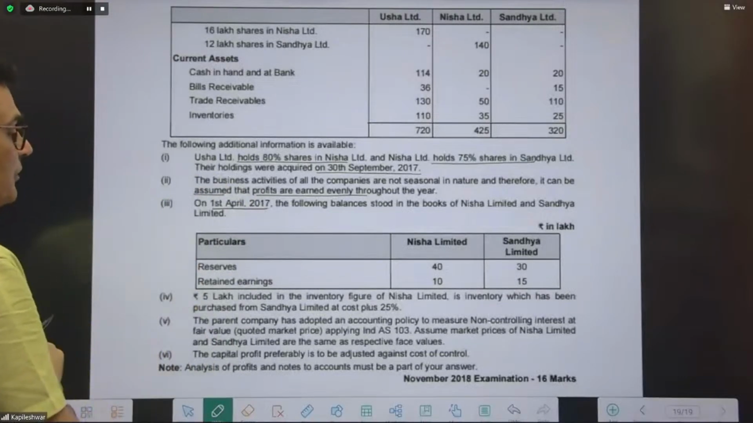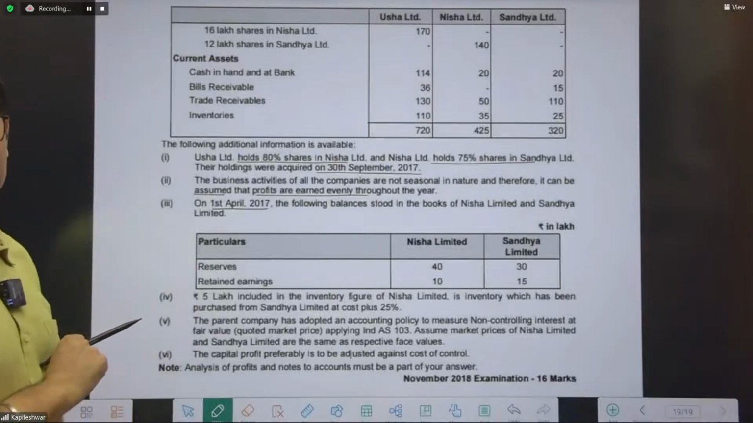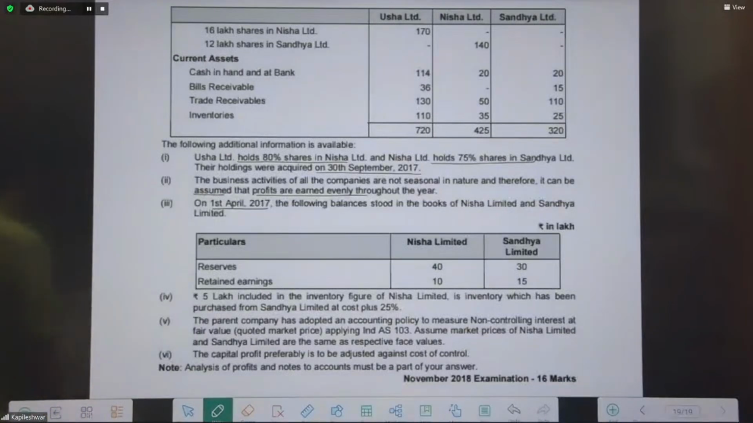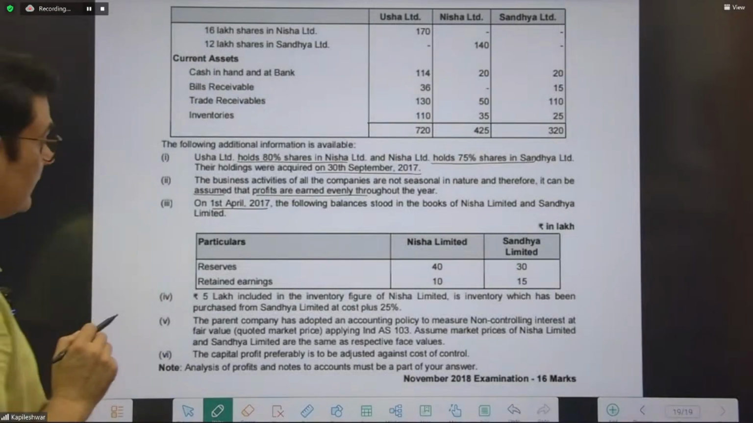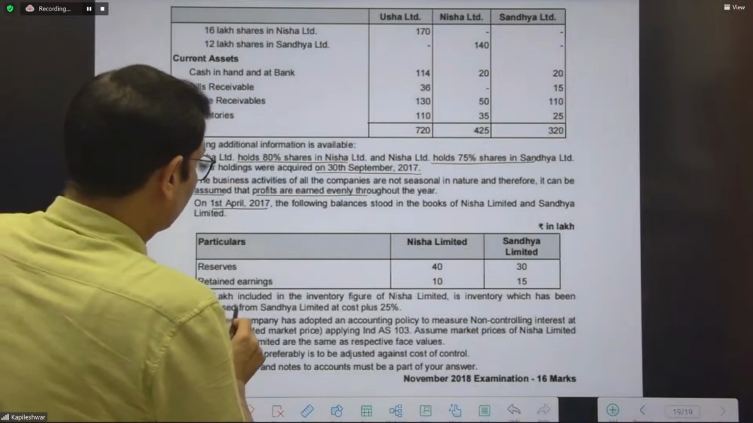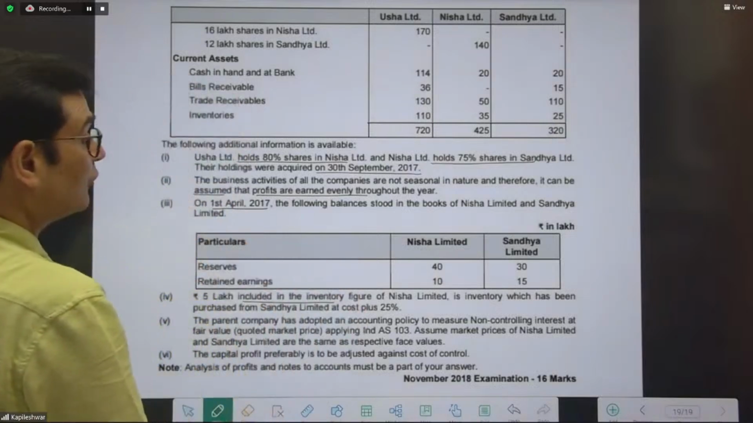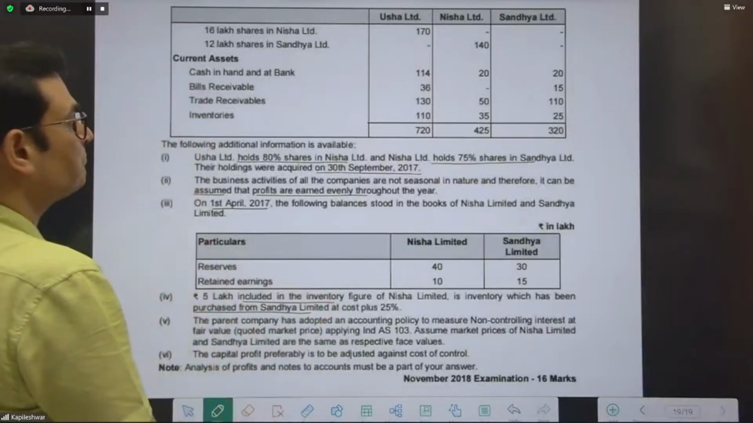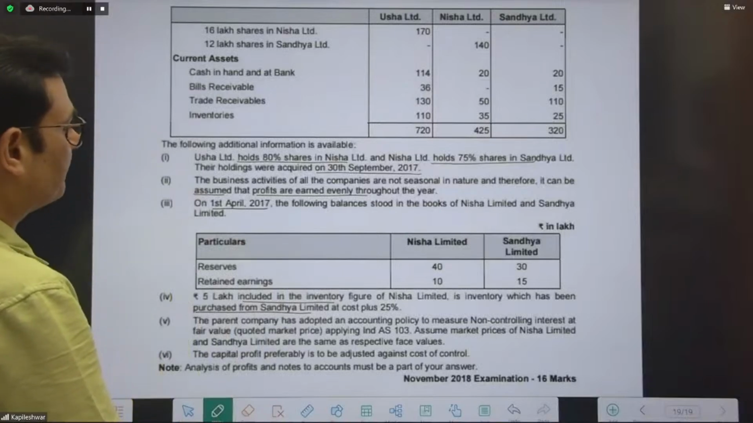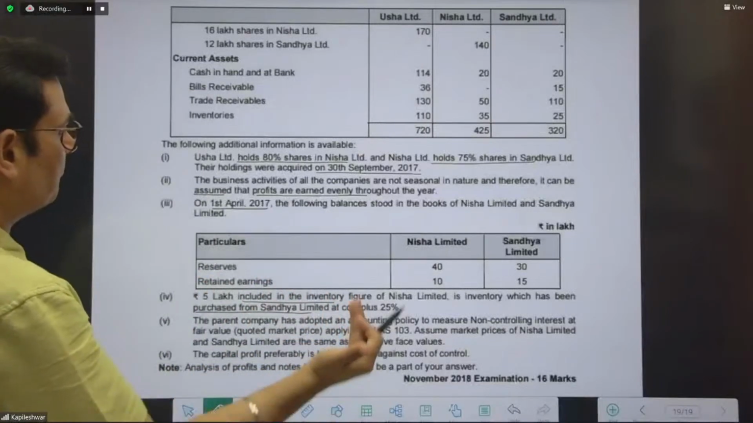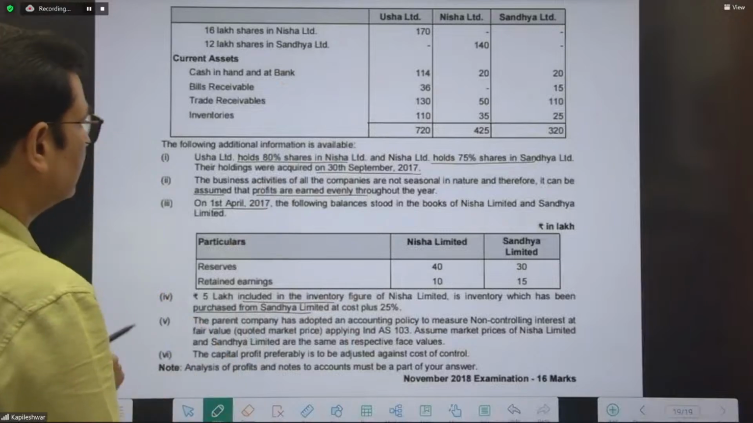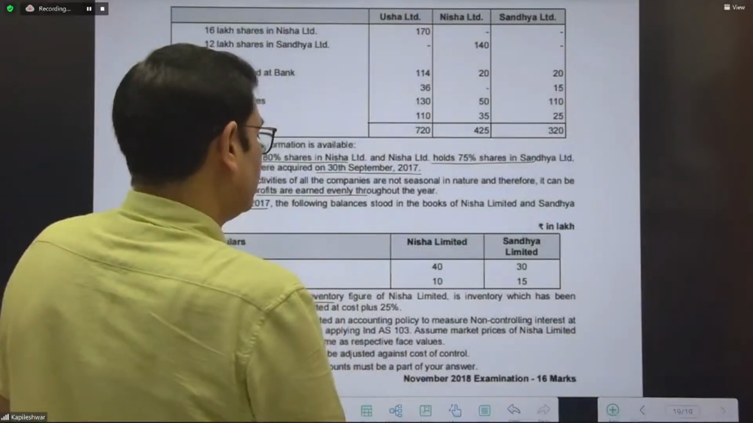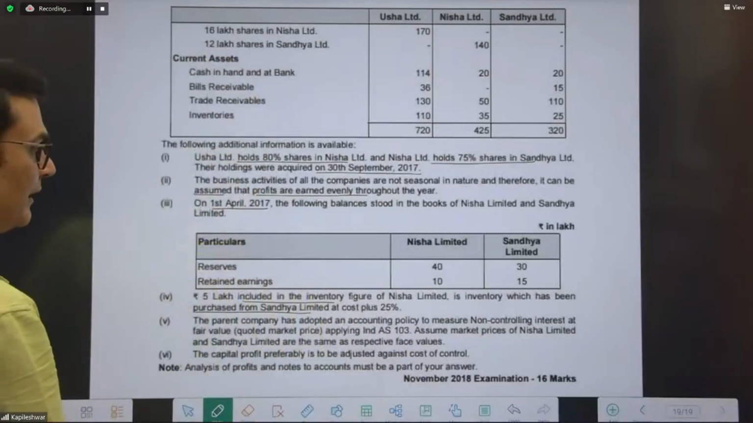The position of the reserves and the retained earnings, which is the other equity, is given in the balance sheet. And then he adds on, after giving you the status of the reserves and retained earnings, 5 lakhs is included in the inventory of Nisha. And this is an inventory which is purchased from Sandhya. So it seems to be an upstream transaction where Sandhya made a sale to its parent company, that is Nisha.